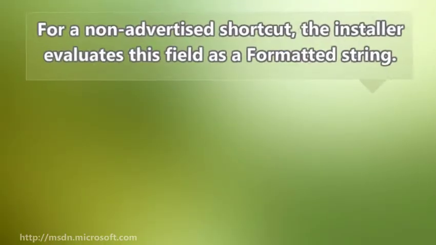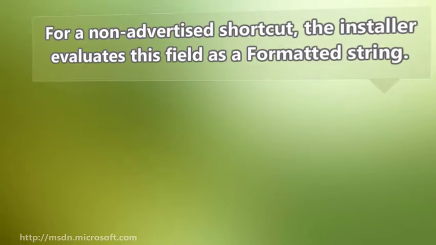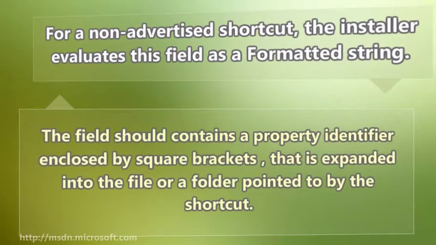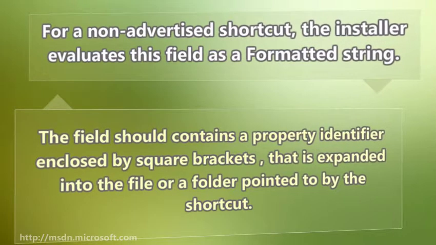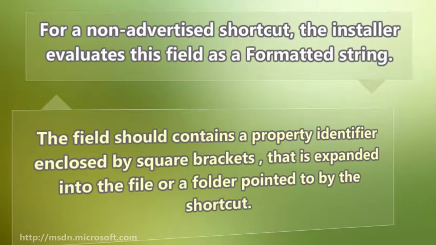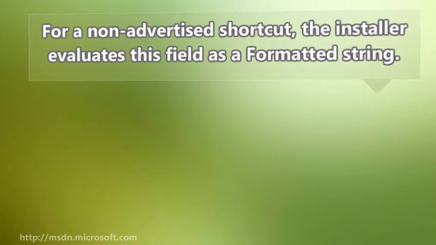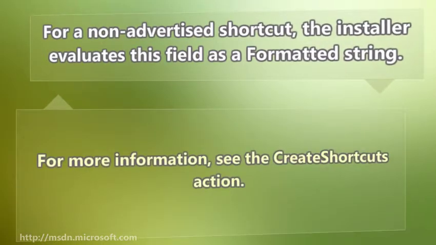For a non-advertised shortcut, the installer evaluates this field as a formatted string. The field should contain a property identifier enclosed by square brackets that is expanded into the file or a folder pointed to by the shortcut. For more information, see the CreateShortcuts action.